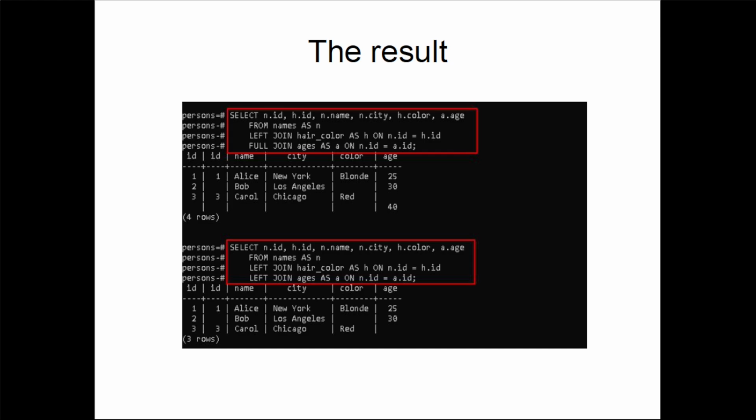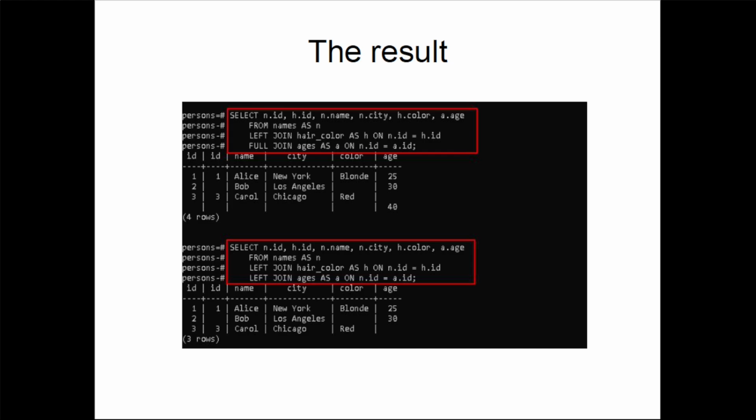In the first query we do a full join on ages, that means we get all results from the left join. Again, Alice, Bob and Carol, ID 1, 2 and 3. And we also get all results from the ages table. We see ages 25, 30, and 40. We have no age for Carol, ID 3 is missing from the ages table, so the value is empty, or null. We do have an age of 40 that does not belong to a name. The result is: Alice has an age of 25. Bob has an age of 30. Carol has no age.